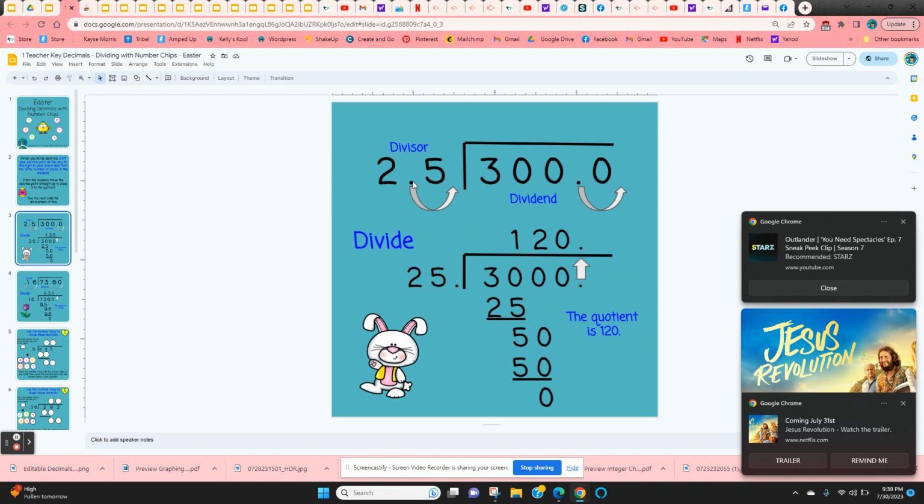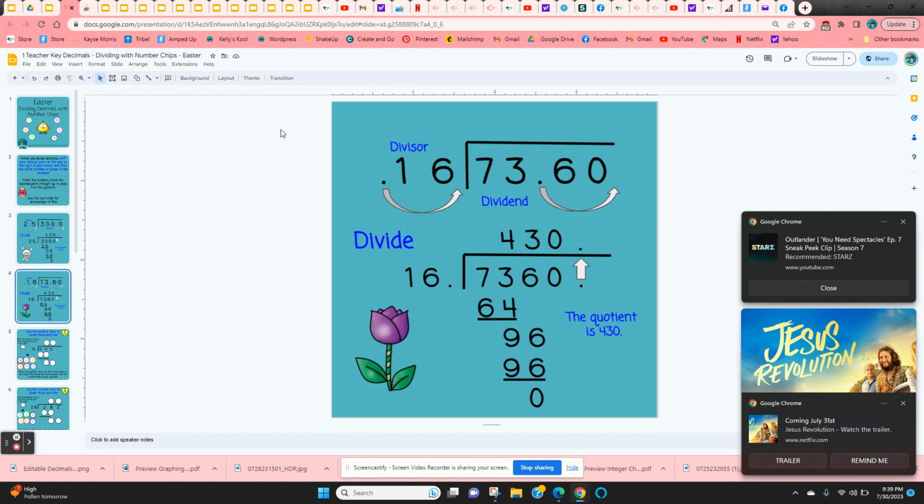So you want to move that decimal point in the divisor all the way to the right. In this case, you're just moving one place to the right. So if you move the decimal point one place to the right in the divisor, you have to also move it one place to the right in the dividend to keep the answer correct. The next slide has an example of when you move the decimal point two places to the right.